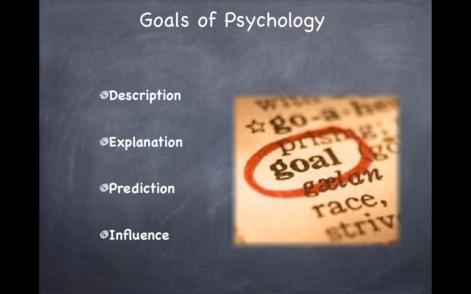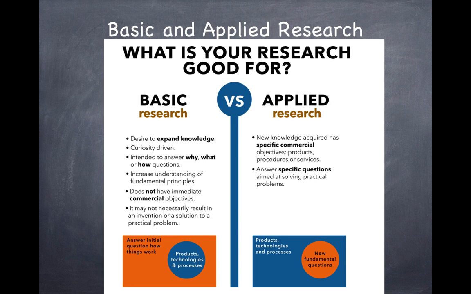So the goals in psychology are important in terms of how they drive a lot of the research that goes on, and a lot of the discovery in psychology is based on these goals. Now, in terms of psychology as a science, there are two types of research that all subjects that do research follow: one is called basic and the other is applied research.